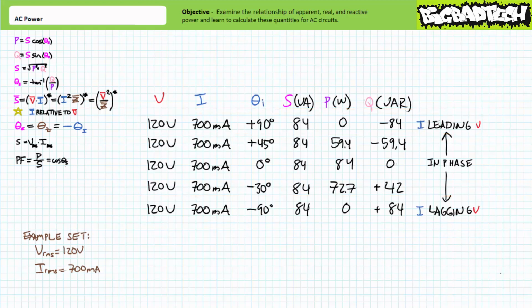In between these extremes is where the magic happens. Note as current increasingly leads or lags voltage, less of apparent power is being directed towards real power, since more of it is being directed towards reactive interchange. Conversely, as current becomes more in phase with voltage, more of apparent power is being directed towards real power, since less of it is being directed towards the reactive interchange.